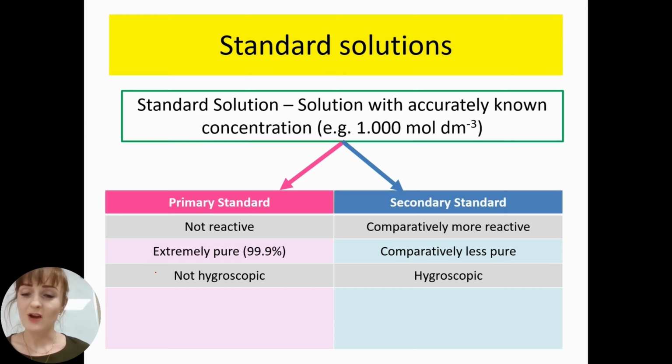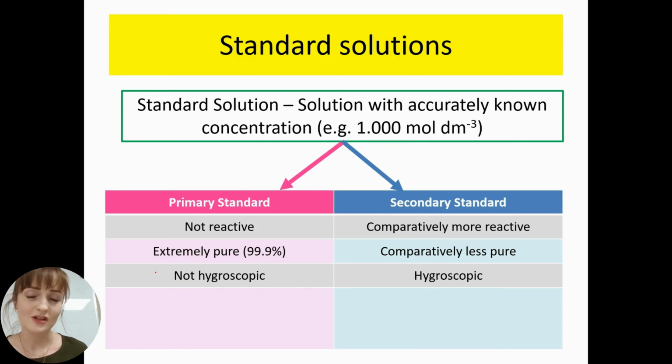One of the things that makes primary standards so pure and unreactive is the fact that they're not hygroscopic. Hygroscopic means that it has an ability to absorb moisture from the atmosphere. Let's imagine if we have a solution and we need to be absolutely sure of the concentration of that solution. If that solution absorbs moisture from the atmosphere, that's going to dilute it slightly and alter the concentration. But a primary standard doesn't do this. That means that its concentration remains exactly as it was originally made.